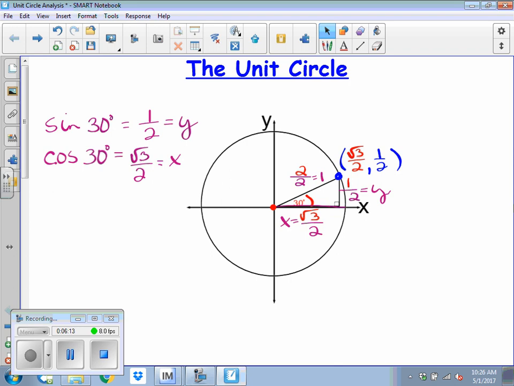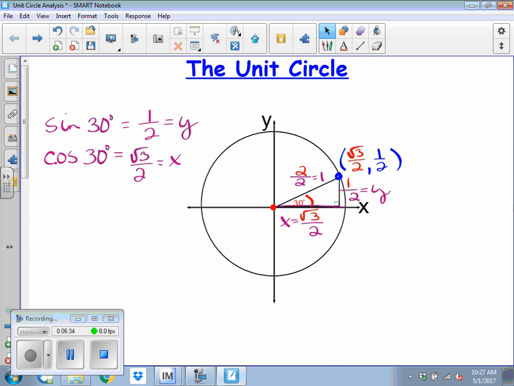So if you had the unit circle in front of you, without all the rest of the stuff, if you knew what this point was, and that's 30 degrees, and I asked you, what is cosine of 30 degrees? All you'd have to do is look up here and tell me that's square root of 3 over 2.